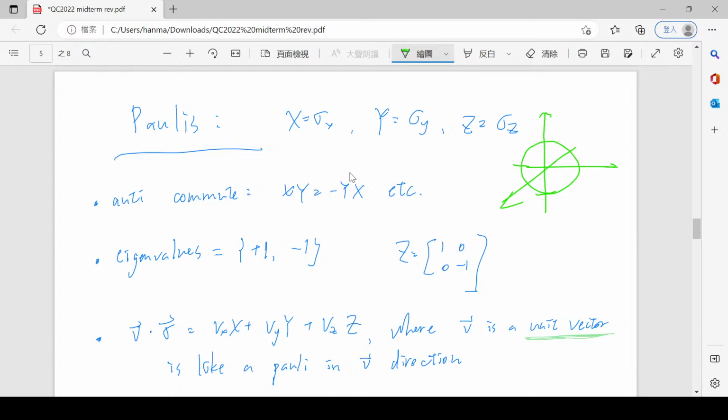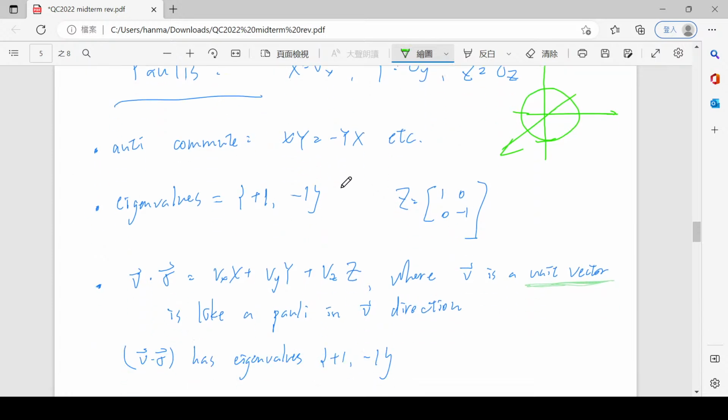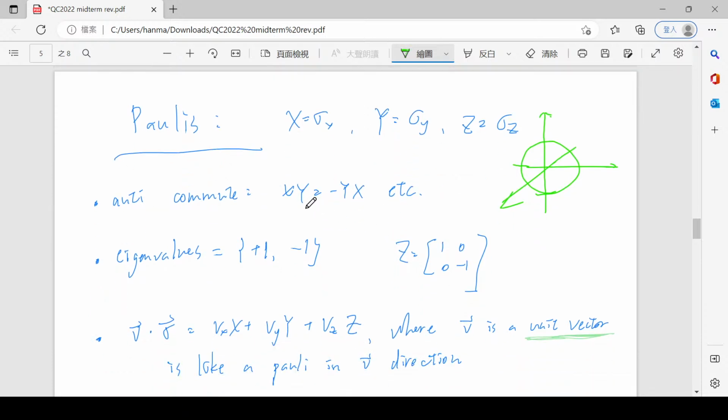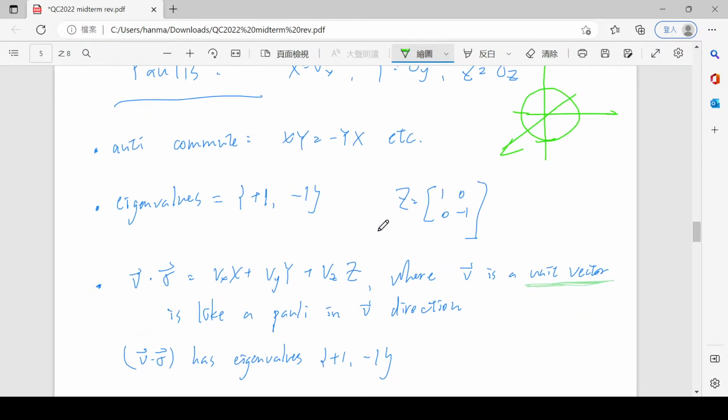And as I said at first, the Paulis are very important. Once again, X equal to sigma x, also called sigma x, and Y also called sigma y, and Z also called sigma z. And they have some properties. So the first is they anti-commute. I don't want to write too much, but basically all the X, Y, Z anti-commute with each other. So for example, XY equal to -YX, just when you switch the order of the multiplication.